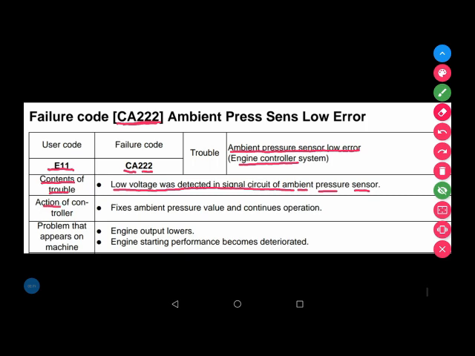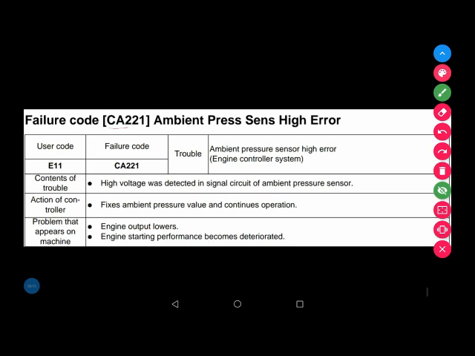And what action is the controller taking? It fixes the ambient pressure value and continues the operation. What will be the problem in the machine? Engine output is lower, and engine starting performance becomes deteriorated. This means the performance becomes lower; performance is not a good one.